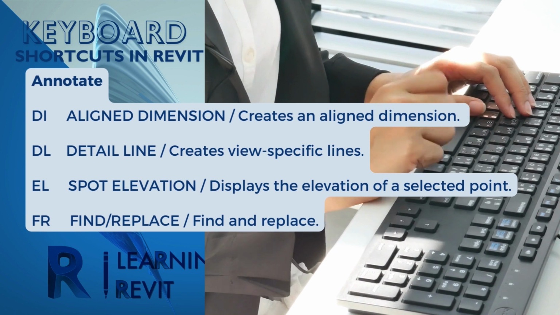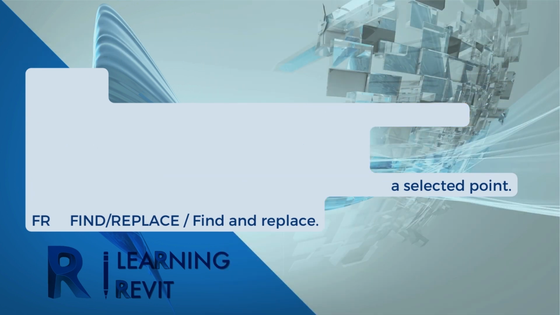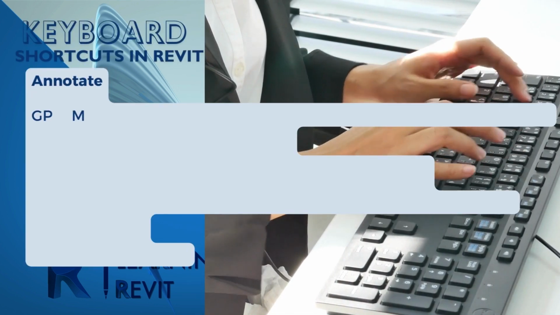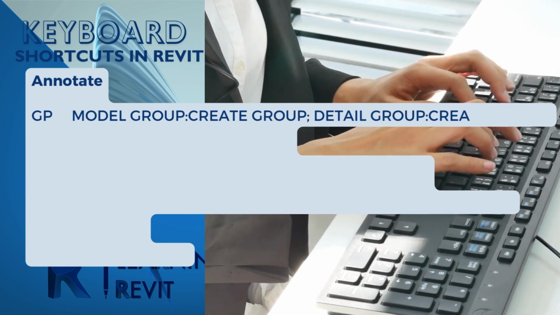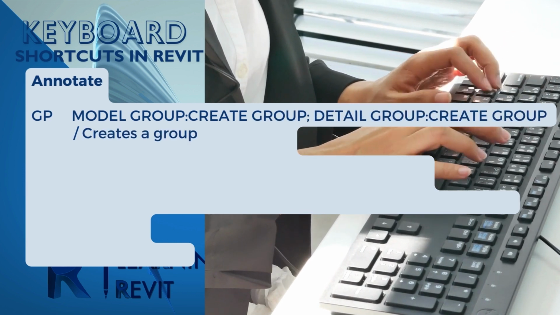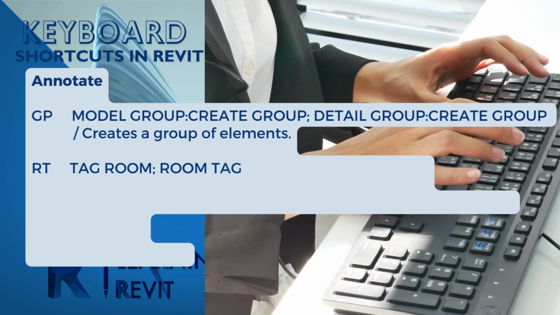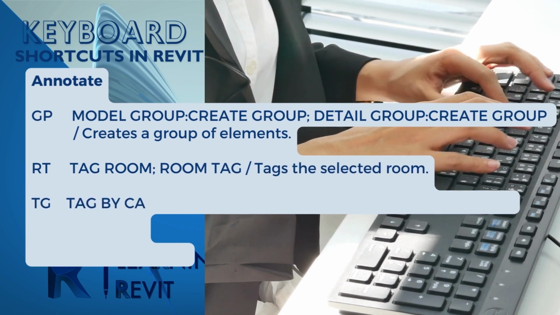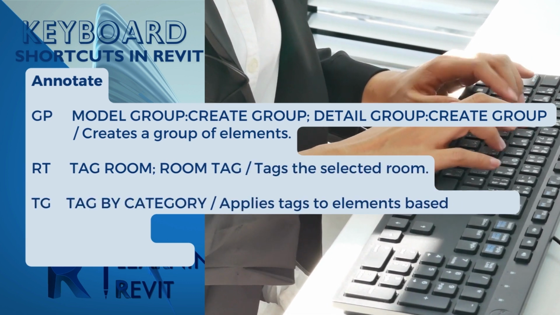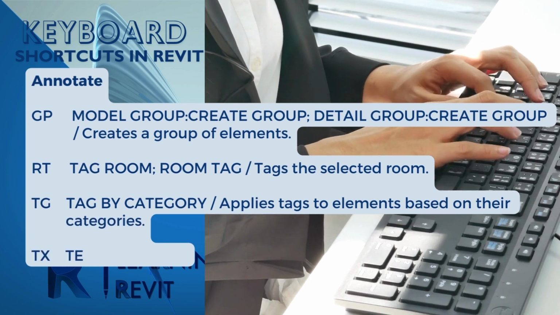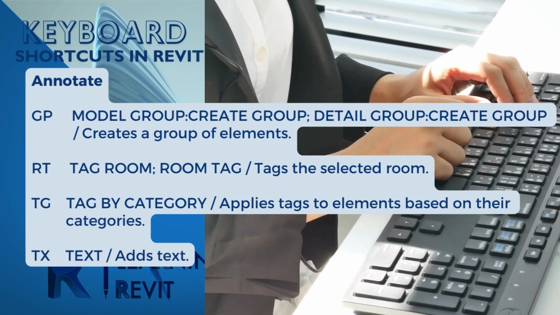FR, Find and Replace. GP, creates a group of elements. RT, Room Tag, tags the selected room. TG, Tag by Category, applies tags to elements based on their categories. TX, Text, adds text.